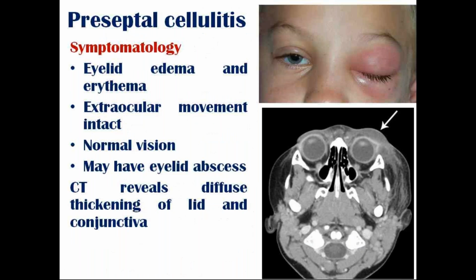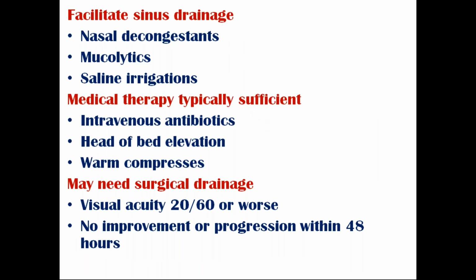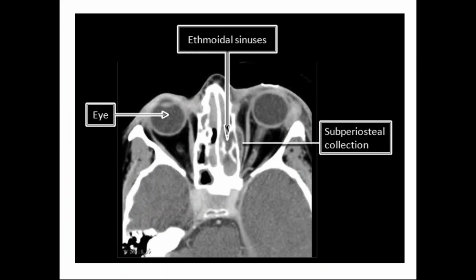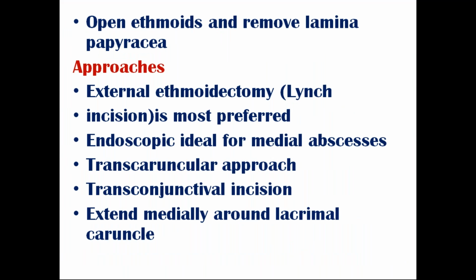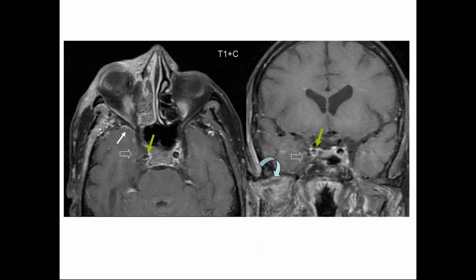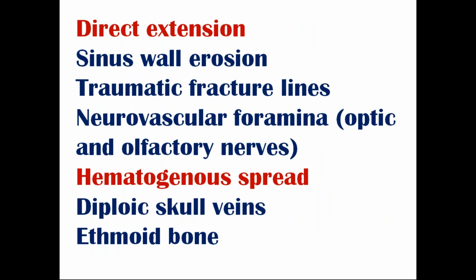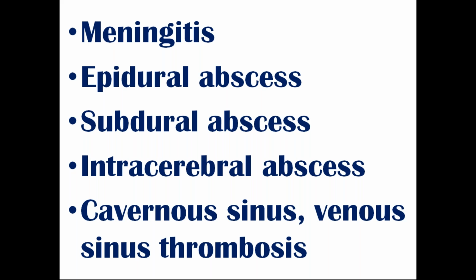These are the pictures. For all these cases, we have to go for medical management firstly, and next one is surgical drainage. In some cases, the vision cannot be preserved. In some cases, vision can be recovered. These are the intracranial complications: meningitis, epidural abscess, subdural abscess, intracerebral abscess, cavernous sinus, and venous sinus thrombosis.